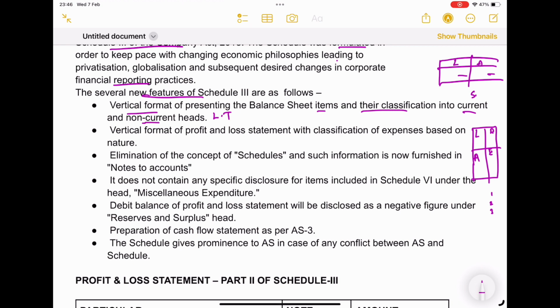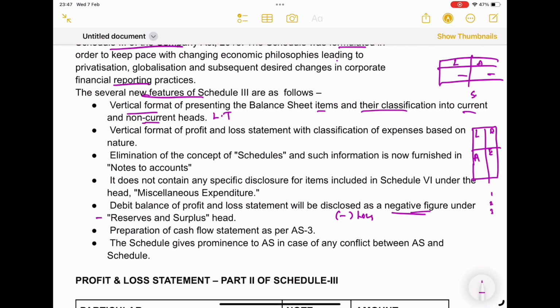It does not contain any specific disclosure for items included in schedule 4 under the head miscellaneous expenditures. Debit balance of P&L account statement will be disclosed as negative figures under the reserves and surplus head. So debit side balance here means if there is any loss, that will be shown as a negative figure. So negative means loss, isn't it? So we can minus it.